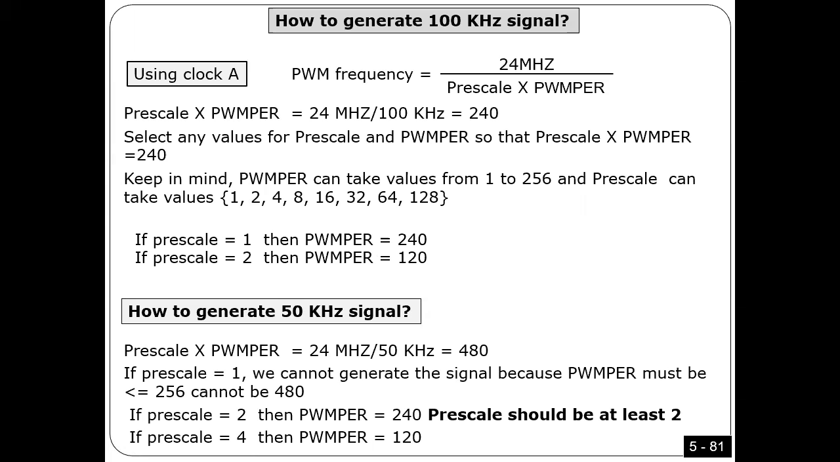If I want to generate a 100 kHz frequency, 100 kHz this way. So for example, let's look here. If you look at the pulse, if I use clock A, can I use clock A or scaled clock A? Okay, number 1, how can I know whether I can use clock A or scaled clock A?